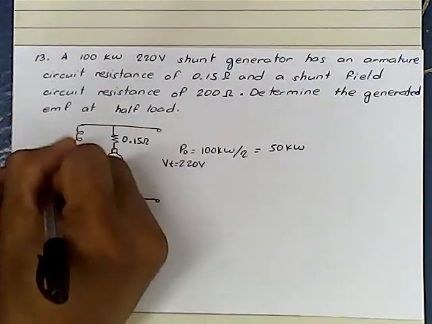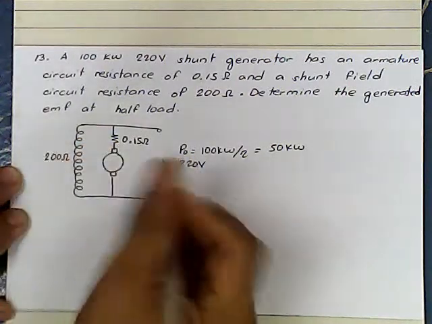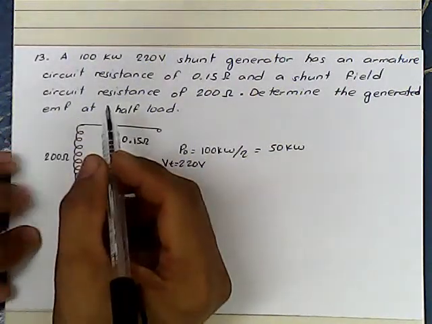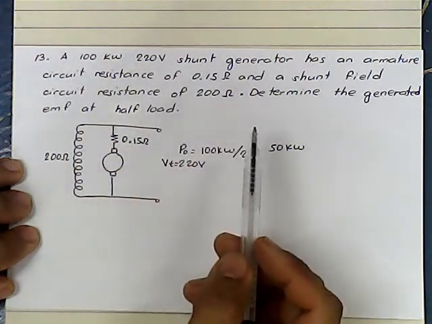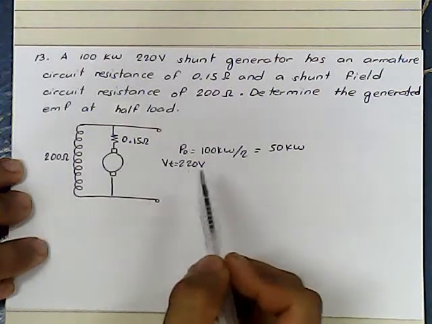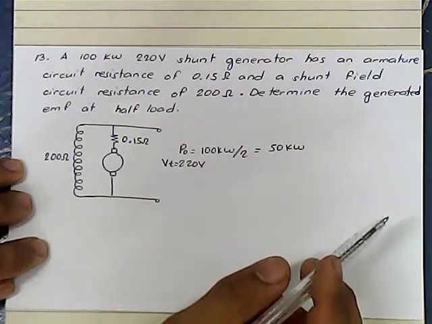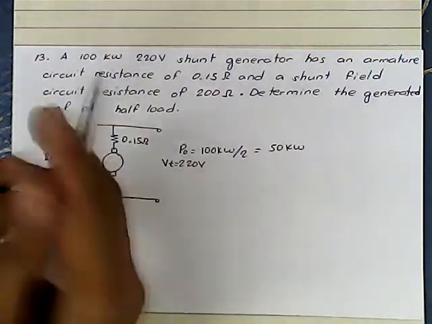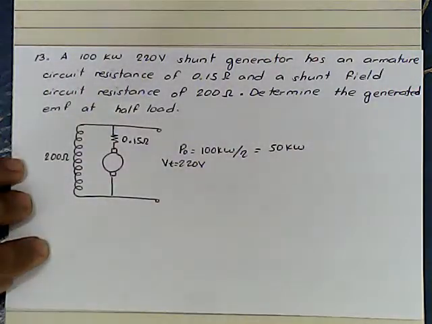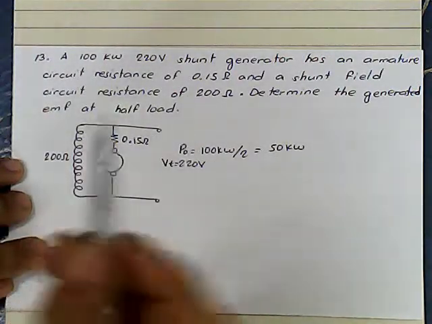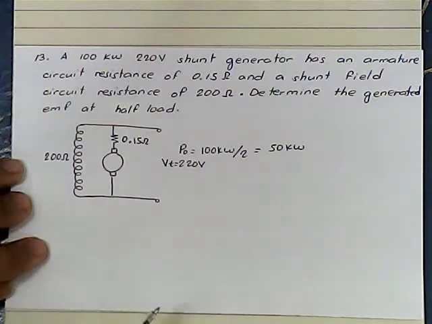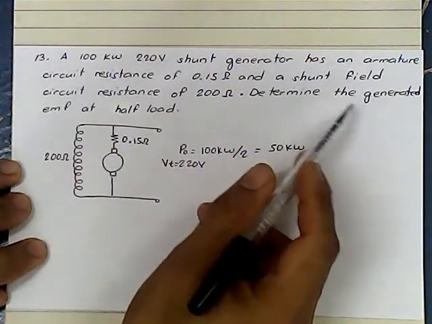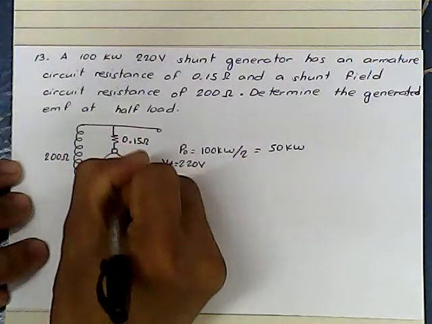Now, again, this is similar to the previous problem, but what we are looking for now is the half load. It did not specify the terminal voltage, so let's assume that the terminal voltage is still 220 volts. Because of the principle of a generator, as we add or reduce the load, the terminal voltage changes. But for this problem, because it is not stated, we will still use a terminal voltage of 220 volts. So what we are still looking for is the generated EMF, EG.